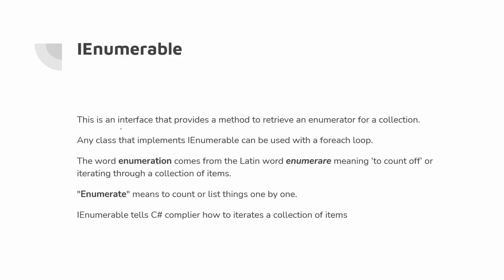This is an interface that provides a method to retrieve an enumerator for a collection. So basically, this will tell the compiler how we can iterate a collection in C#. Any class that implements IEnumerable interface can be used with the foreach loop.